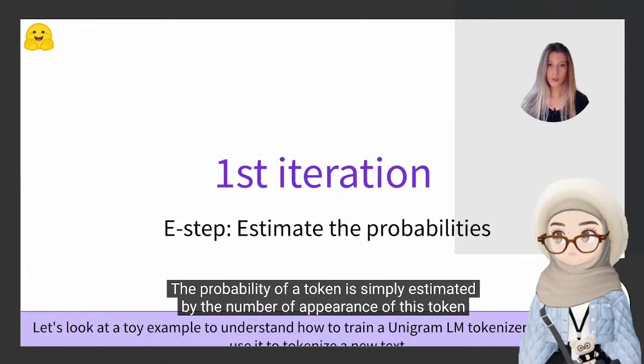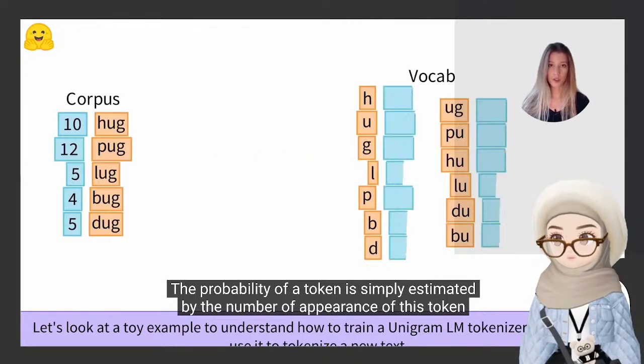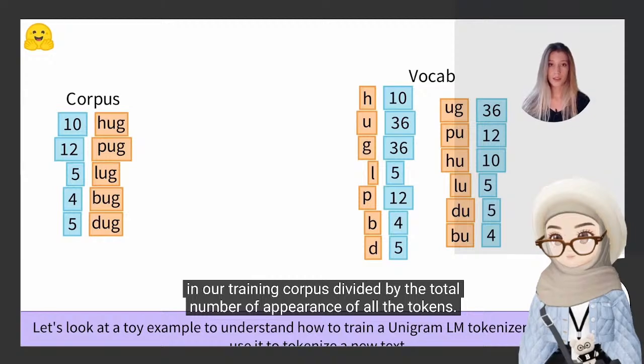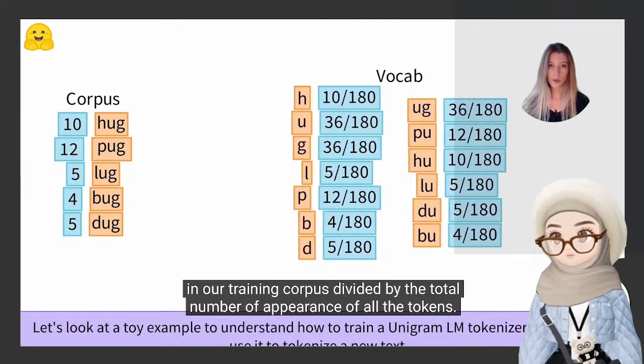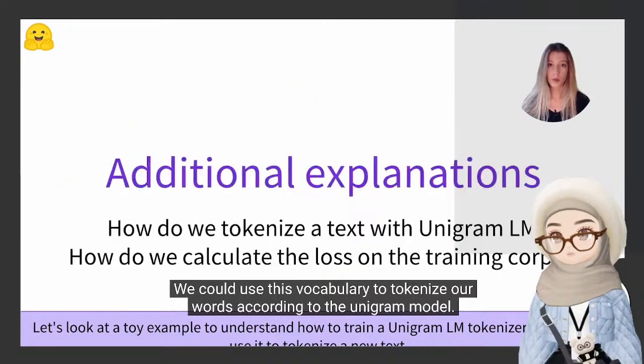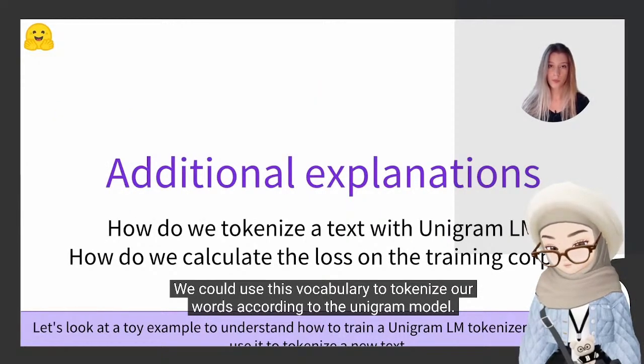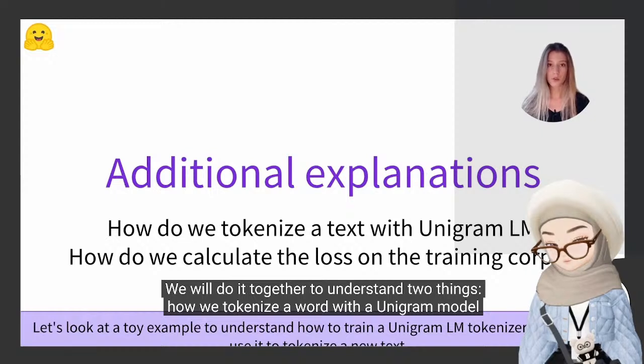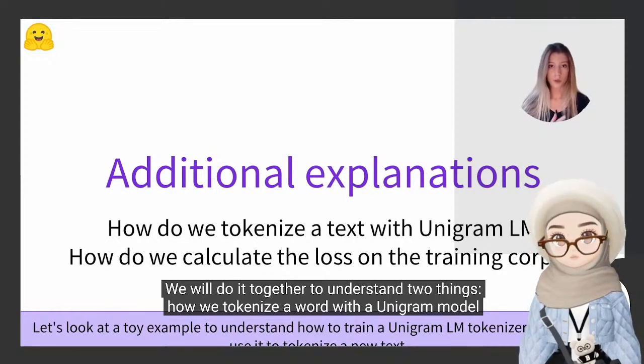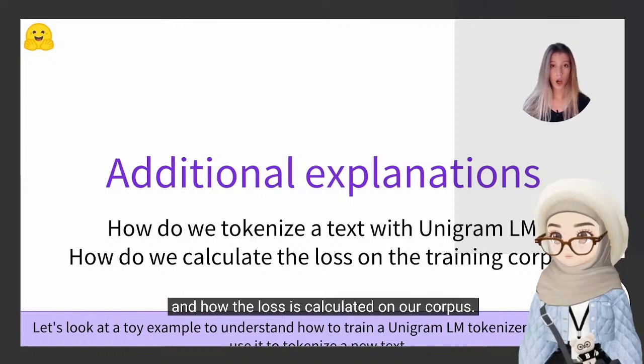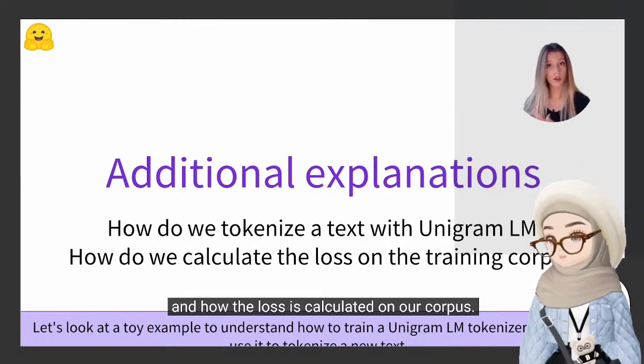The probability of a token is simply estimated by the number of occurrences of this token in our training corpus, divided by the total number of occurrences of all the tokens. We could use this vocabulary to tokenize our words according to the unigram model. We will do it together to understand two things: how to tokenize a word with a unigram model, and how the loss is calculated on our corpus.